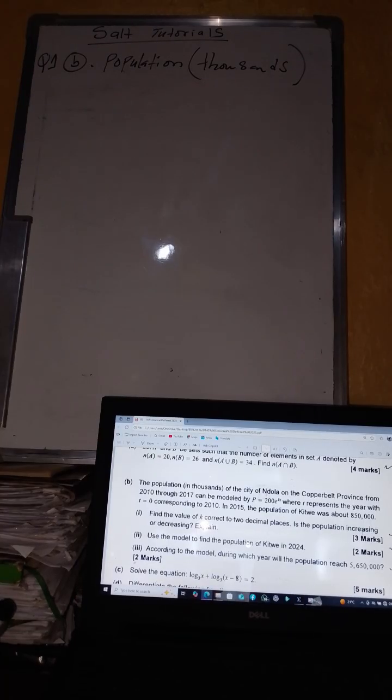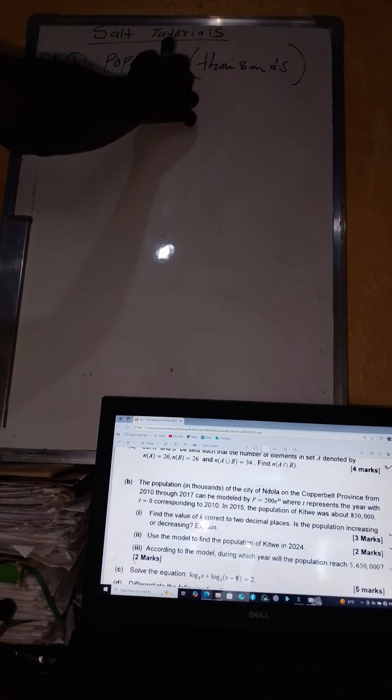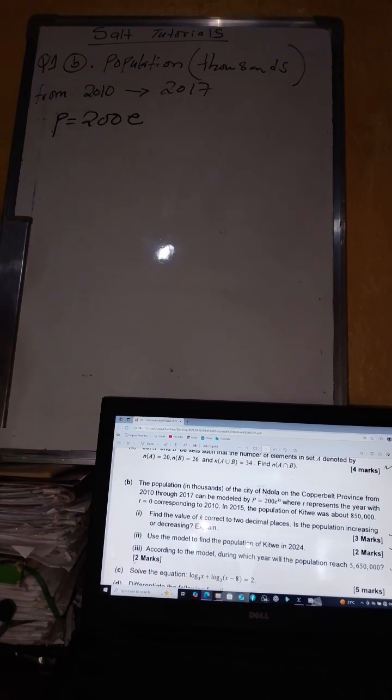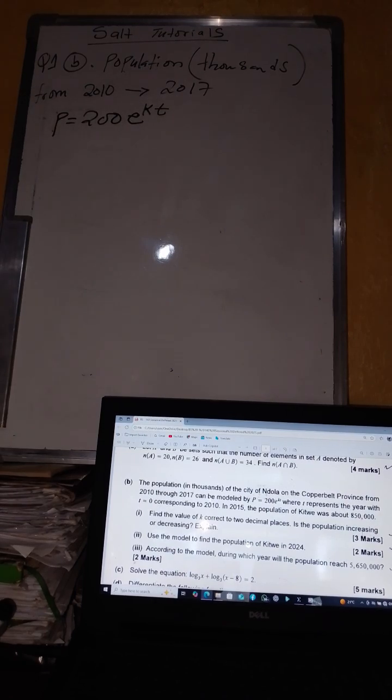Of the city of Ndola on the Copperbelt Province from 2010 through 2017 can be modeled by, so the model equation which is connecting this is basically P, which is the population, equal to 200 e to the power kt, where e is the Euler number, k is the constant value, and t is the time taken.